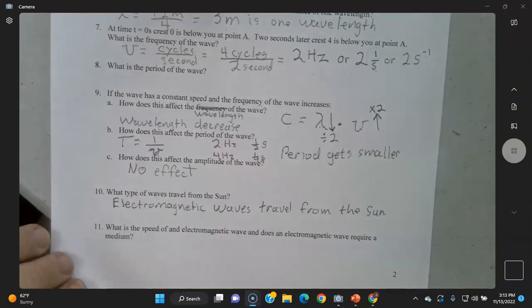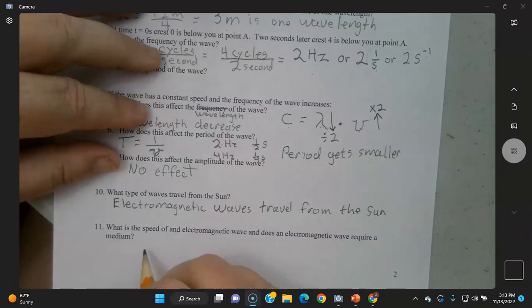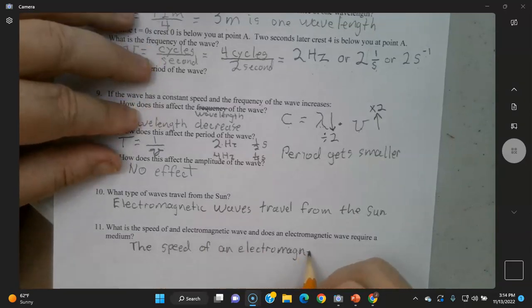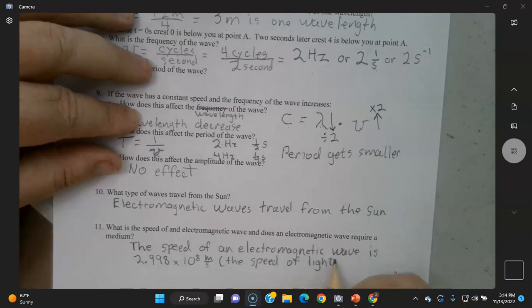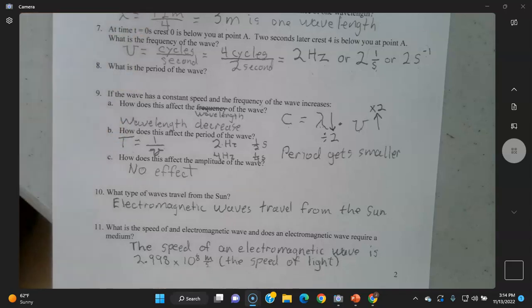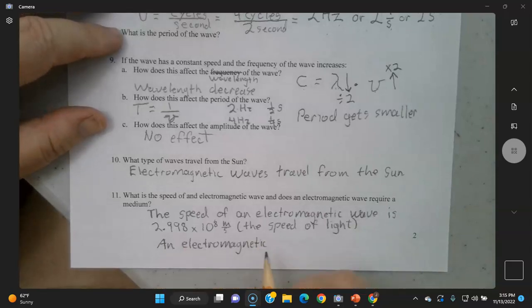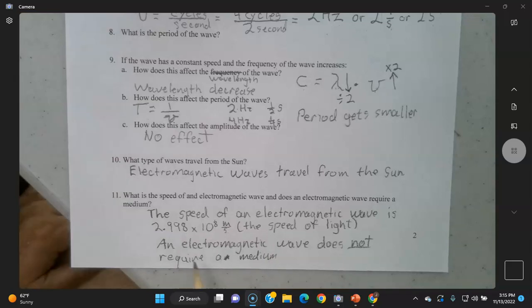Okay, and 11, what is the speed of an electromagnetic wave, and does an electromagnetic wave require a medium? Okay, so let's write that out. Okay, so the speed of an electromagnetic wave is 2.998 times 10 to the 8 meters per second. That's the speed of light. That's true of any electromagnetic wave. And does it require a medium? Okay, an electromagnetic wave does not require a medium. That's why they can travel from the sun to Earth in outer space where there's nothing. It's just an emptiness, a vacuum is what it's called. And so they don't need a medium to travel.